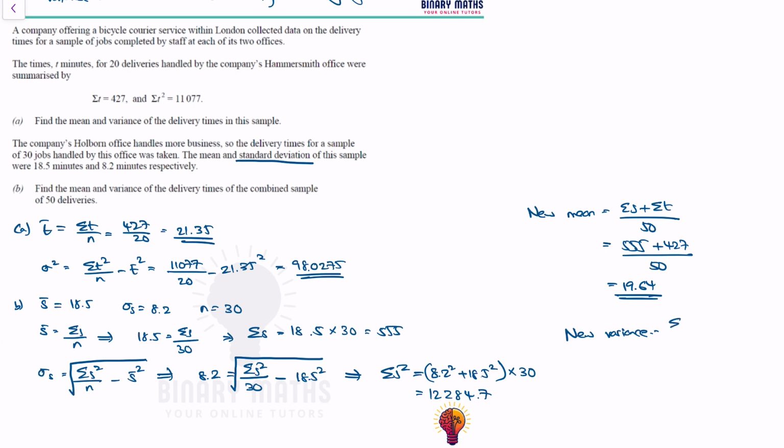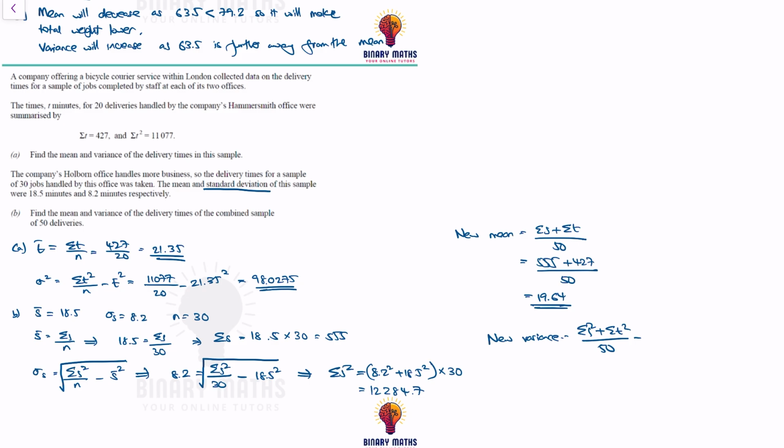And new variance we want is equal to sum of S squared plus sum of T squared over 50 minus this new mean, 19.64 squared, which is equal to 12284.7 plus sum of T squared, which is 11077 over 50 minus 19.64 squared, which is equal to 81.5044.